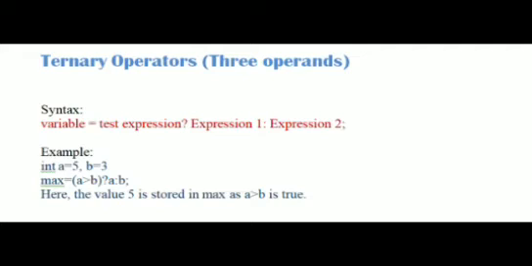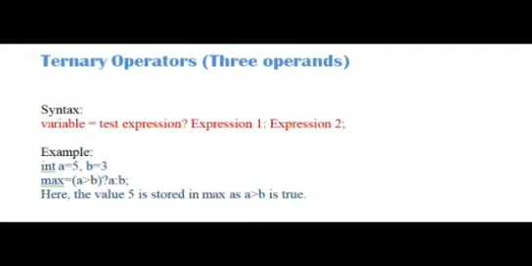The third category of operators are ternary operators. Ternary operators deal with three operands. They are also called conditional statements because the value assigned to a variable depends upon a logical expression. Syntax is variable is equal to test expression ? expression 1 : expression 2. The variable contains the result of expression 1 if the test condition is true, otherwise that of expression 2.